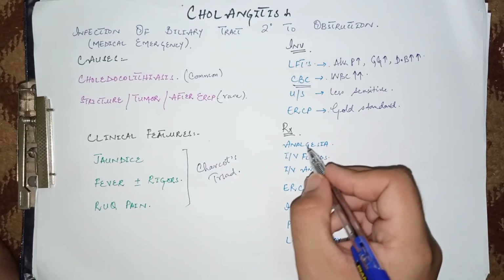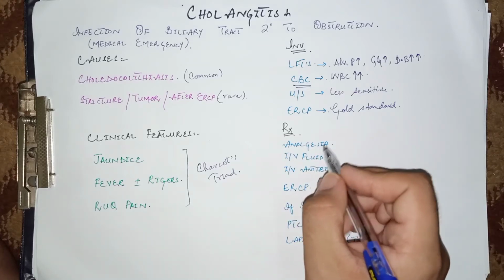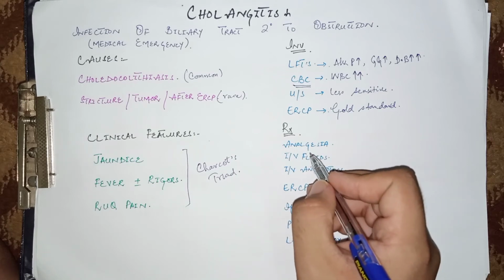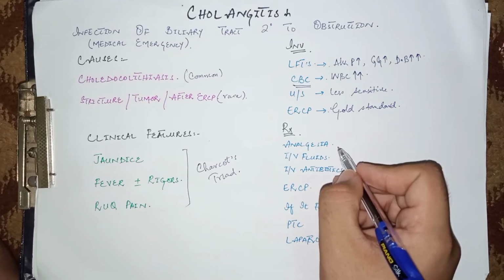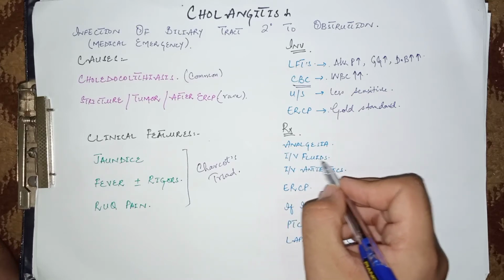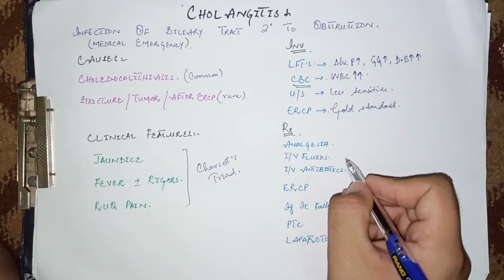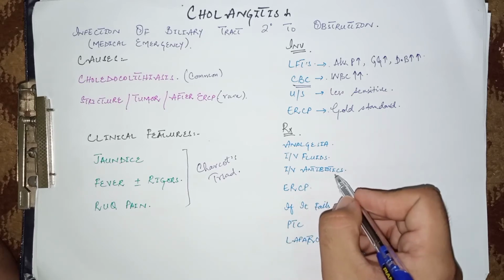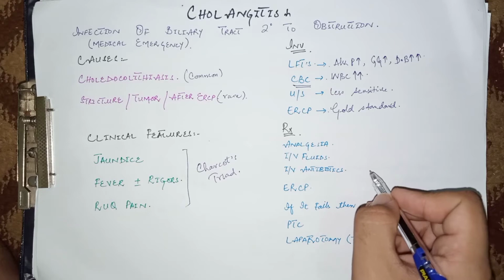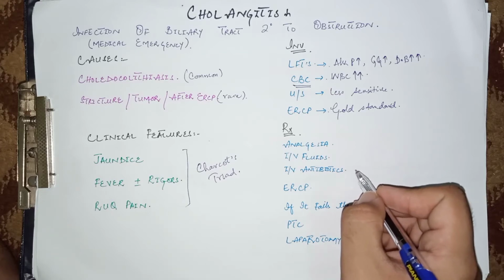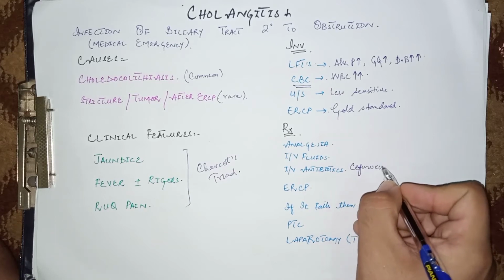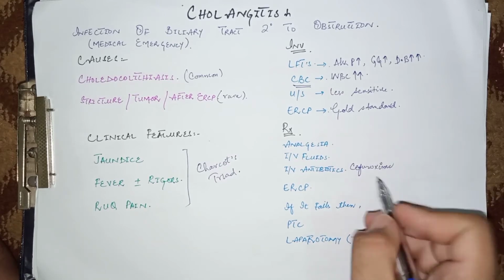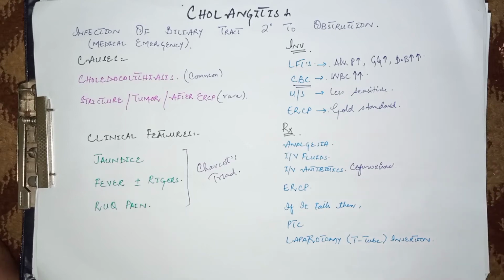Now come to the management. Mostly the initial management is conservative. Try to relieve the symptoms of the patient. Give the patient analgesics like NSAIDs, or opioids in severe pain, and give IV fluids like normal saline or Ringer's lactate, and IV antibiotics like metronidazole in some cases, while the most commonly used drug is ceftriaxone, which is a third generation cephalosporin and commonly used in case of cholangitis.